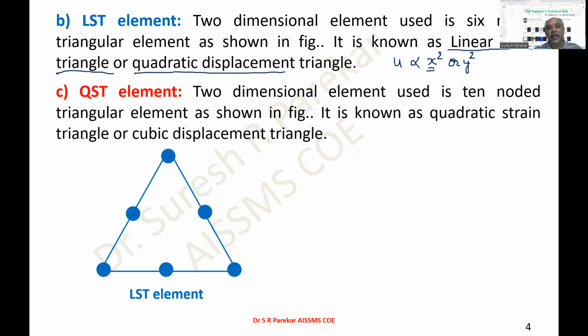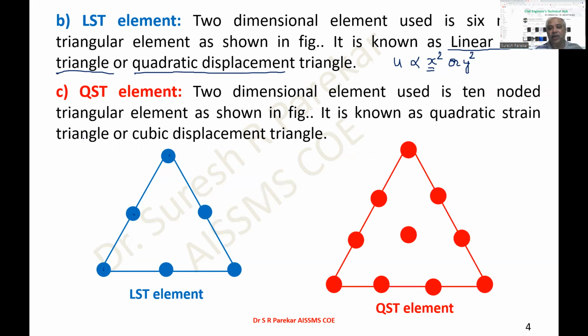Now the QST, where we increase the polynomial function of displacement by one. Here you have cubic displacement, and you have quadratic strain. Now you can see here you have 3 primary nodes, 1, 2, 3, 4, 5, 6 secondary nodes, and also 1 internal node. So this is a 10 noded triangular element. First we have the CST, then the 6 noded triangular element.